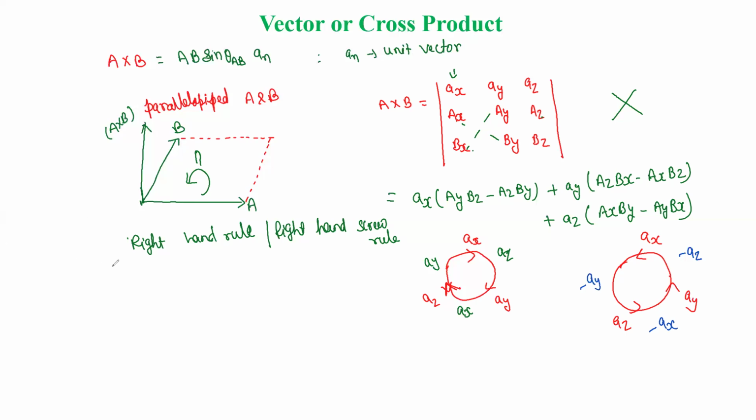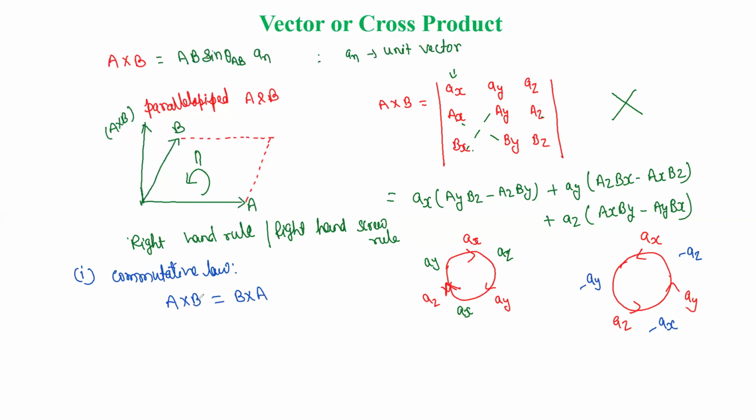Now we will see what laws are valid for the vector or cross product. Can you recall what laws we are talking about? Commutative law, associative law, and distributive law. First, you check the commutative law. The expression we generally write is: if A cross B is equal to B cross A, then we say it follows the commutative law. But here it is not going to happen like this.